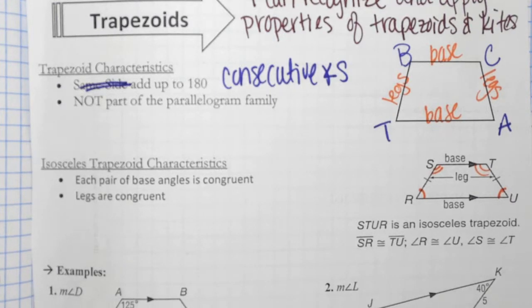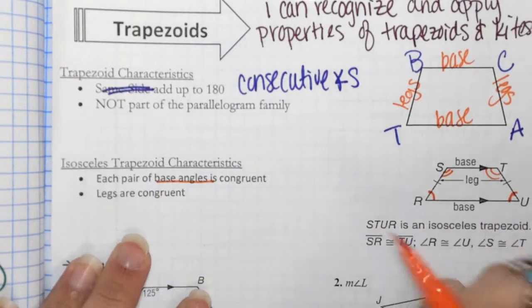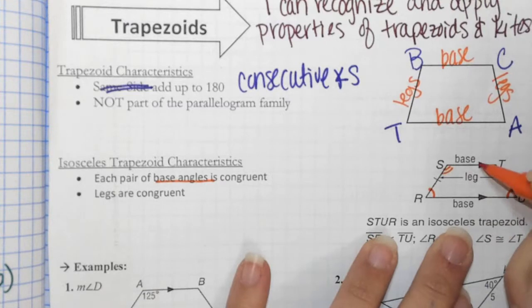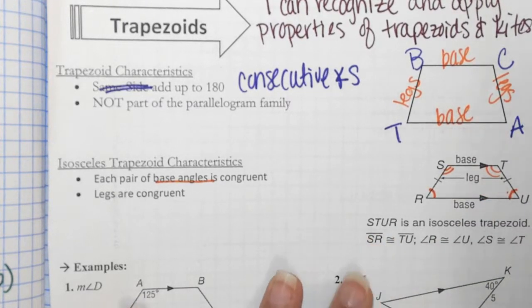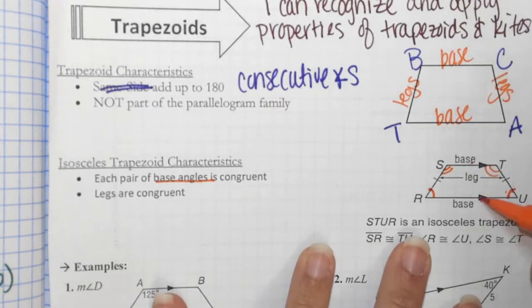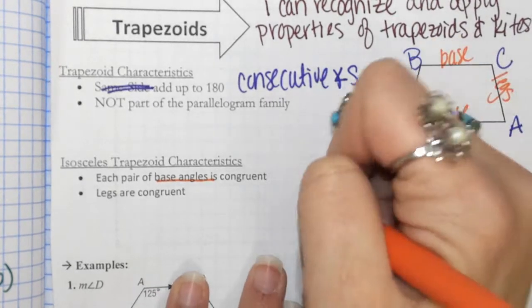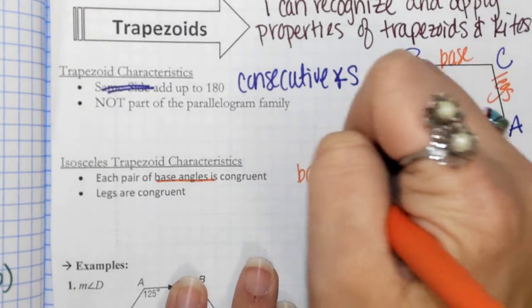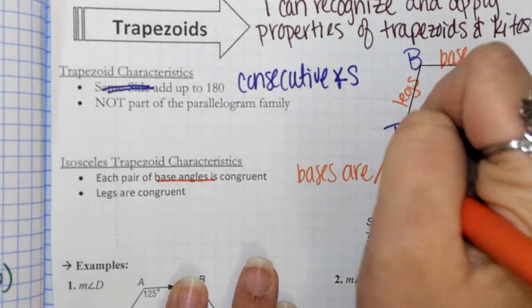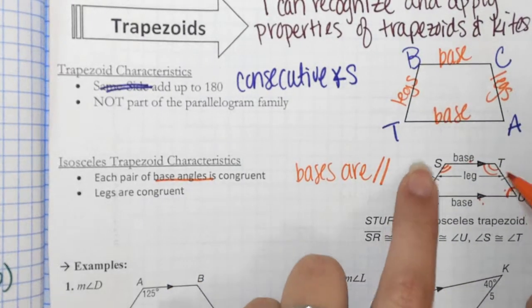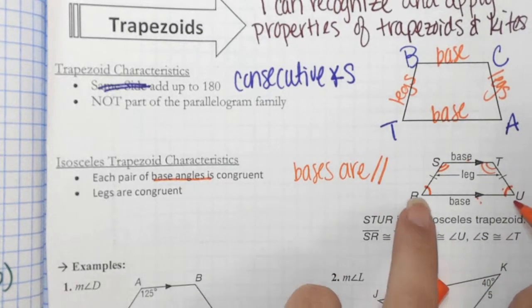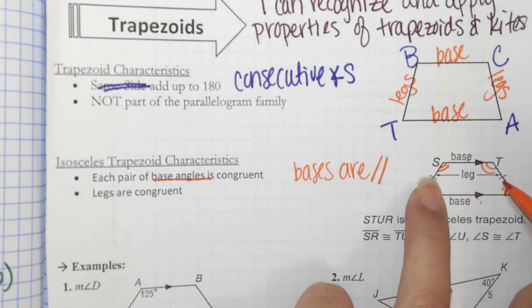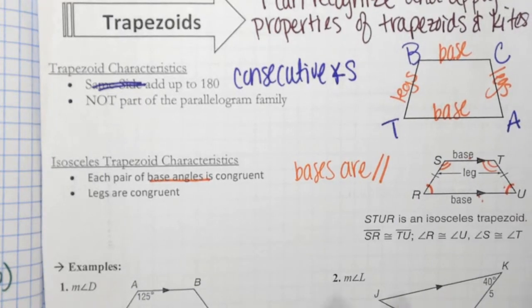I'm confused because you said they were parallel. Right. Each pair of base angles is congruent. The sides are parallel, so your bases are parallel. But the base angles are congruent. Now the reason the base angles are congruent is because your legs are congruent. So it's the same property as an isosceles triangle.